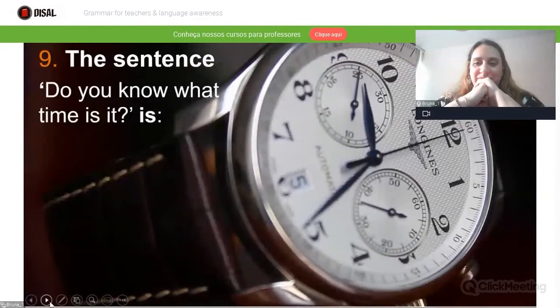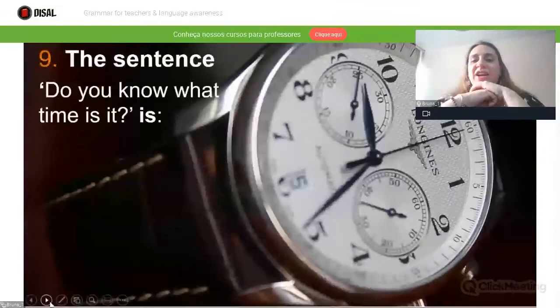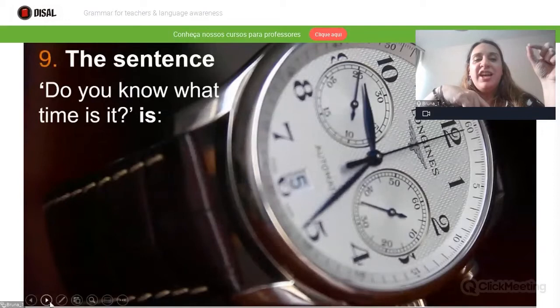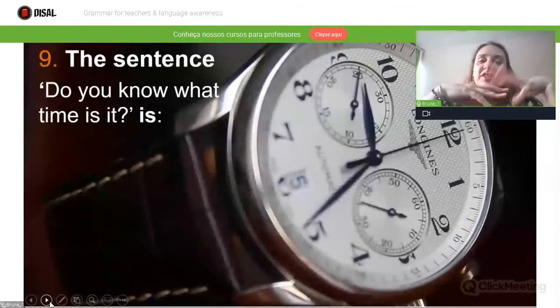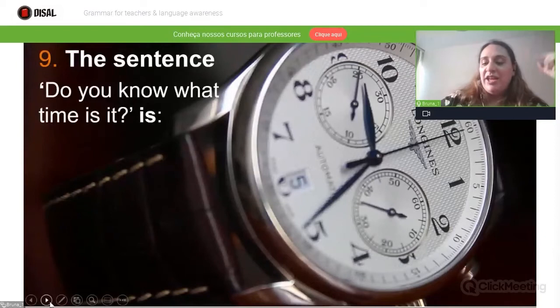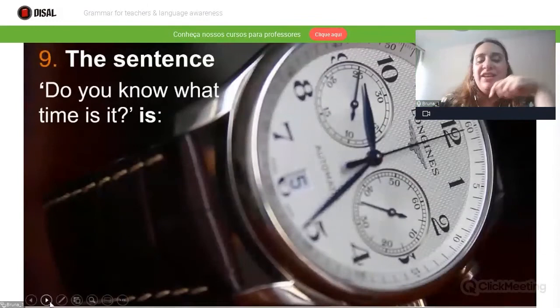It is wrong because it's an indirect question. So: do you know what time it is? But it's very common for our students and even for teachers to make this mistake. This is something that we should be aware of: we shouldn't have double questions, like two questions in the same sentence. Just one will be the question.